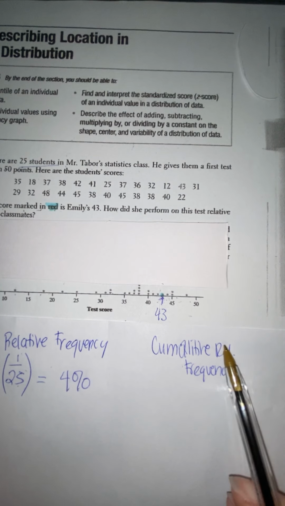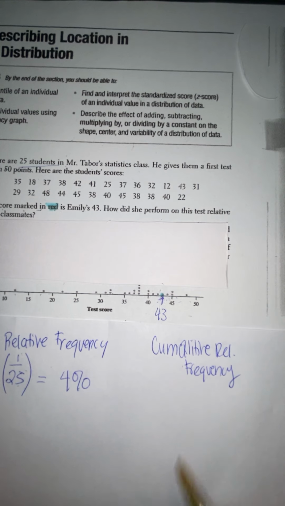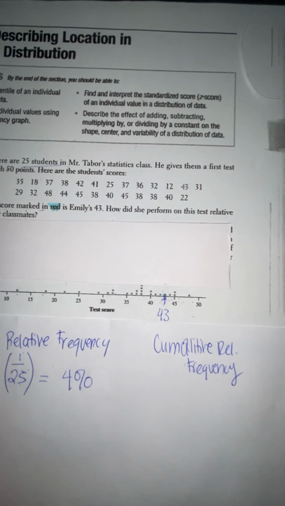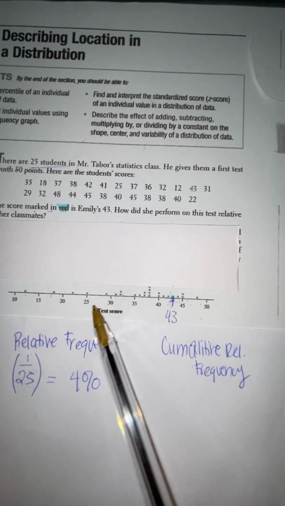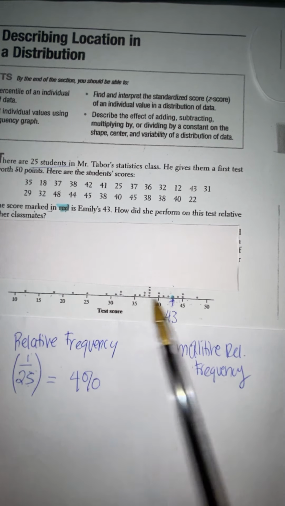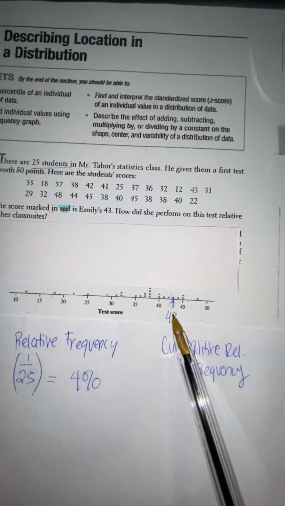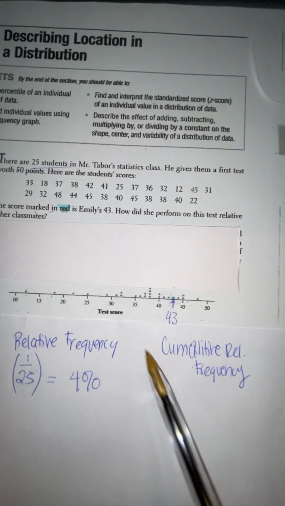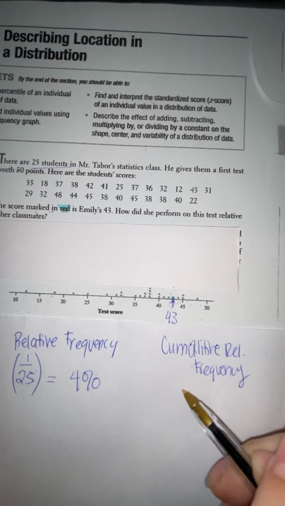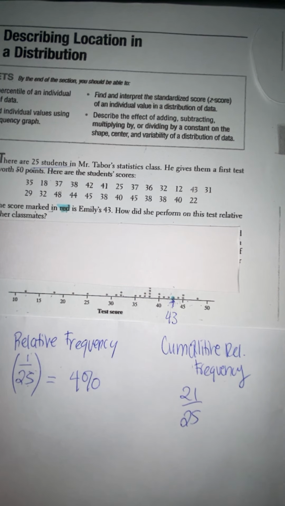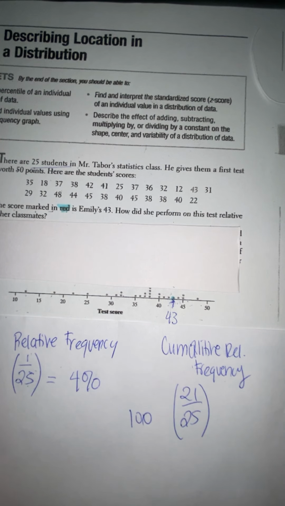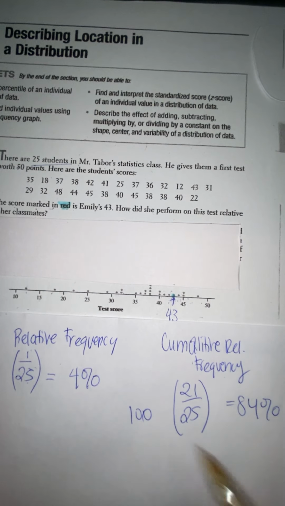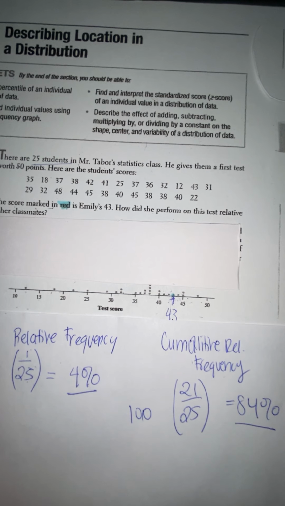But let's move on to cumulative relative frequency. What you do here is count how many data points, or in this case students, scored less than or equal to that 43. If you count them all up, that's going to end up being 21 over 25, and if you want to get the percentage, you multiply that by 100, and that ends up being 84%. So now let's interpret these values and differentiate between them.